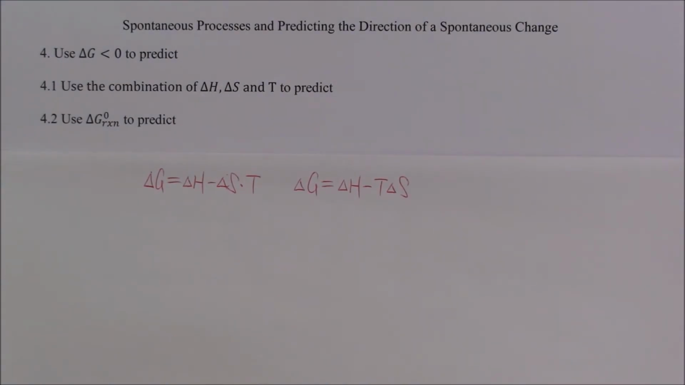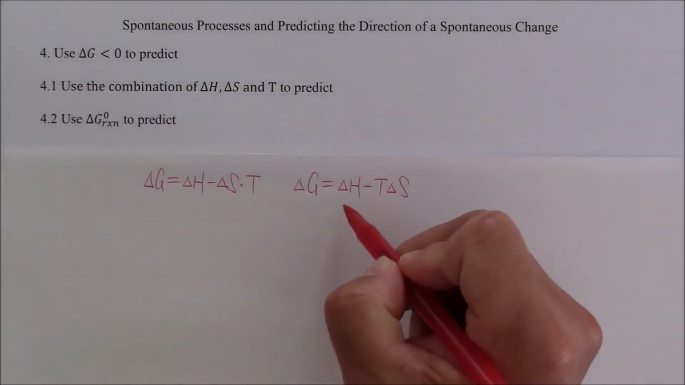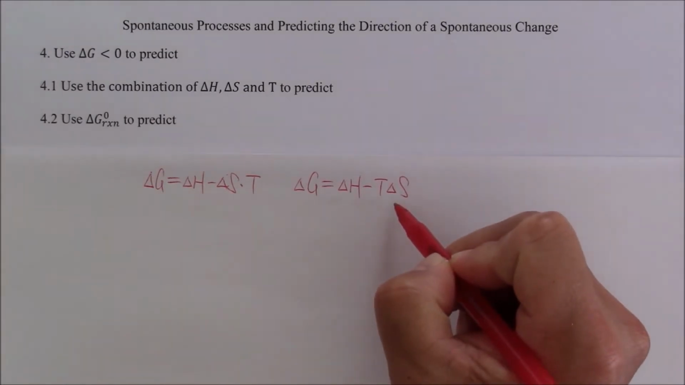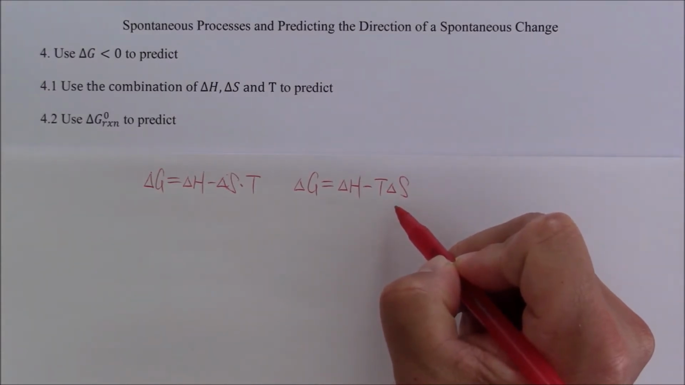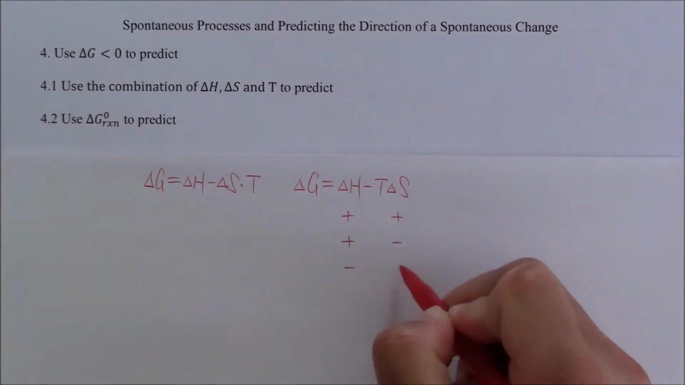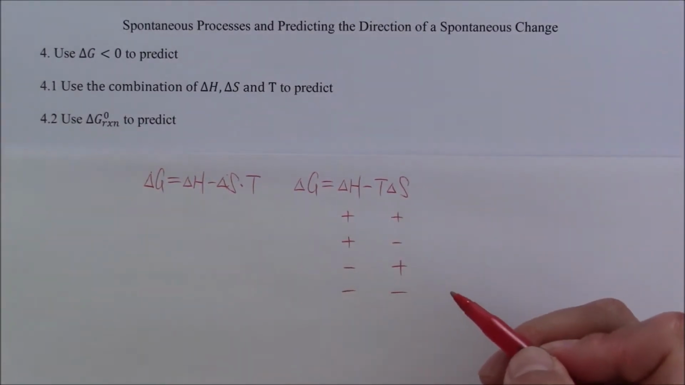Now let's consider different scenarios. Delta H can be positive, can be negative. Delta S can also be positive, can be negative. Therefore, there are 4 different combinations of delta H and delta S. Let's talk about them separately.